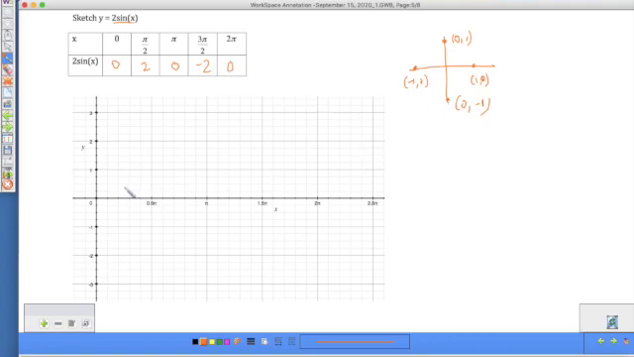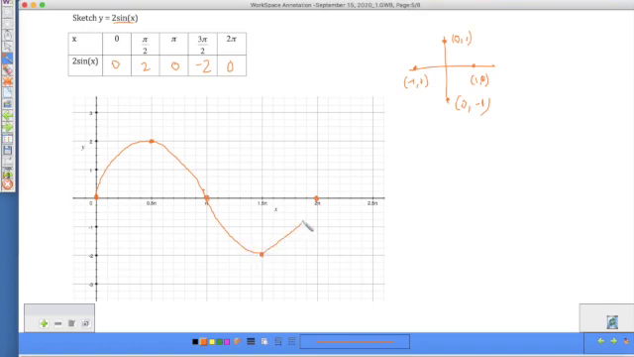So what does this graph look like? Well, we still have (0, 0). At pi over 2, though, we're not going up to 1, we're going up to 2. Okay? At pi, we're back to 0. At 3 pi over 2, we're down to negative 2. And at 2 pi, we're back to 0. Now, the shape of the graph doesn't really change, but our labels on the y-axis have to.